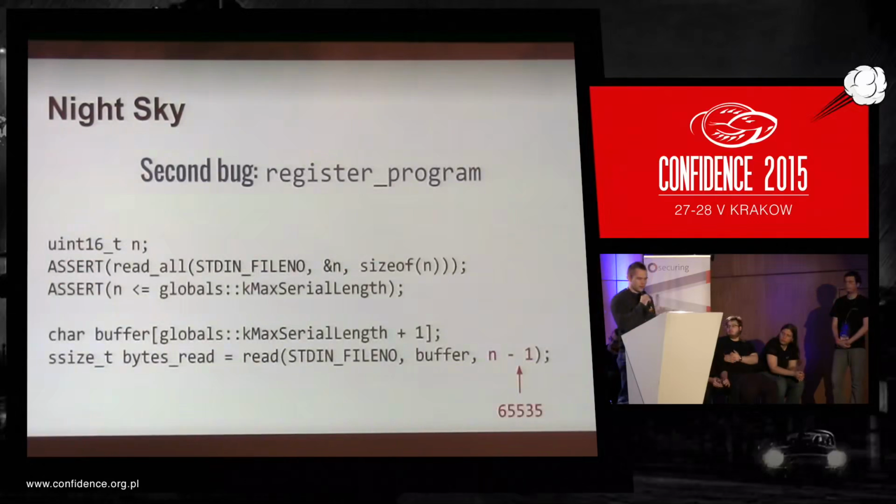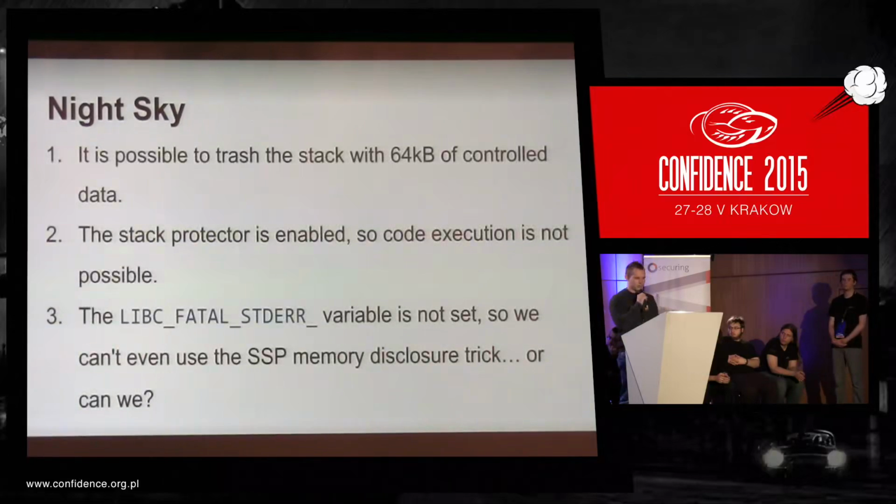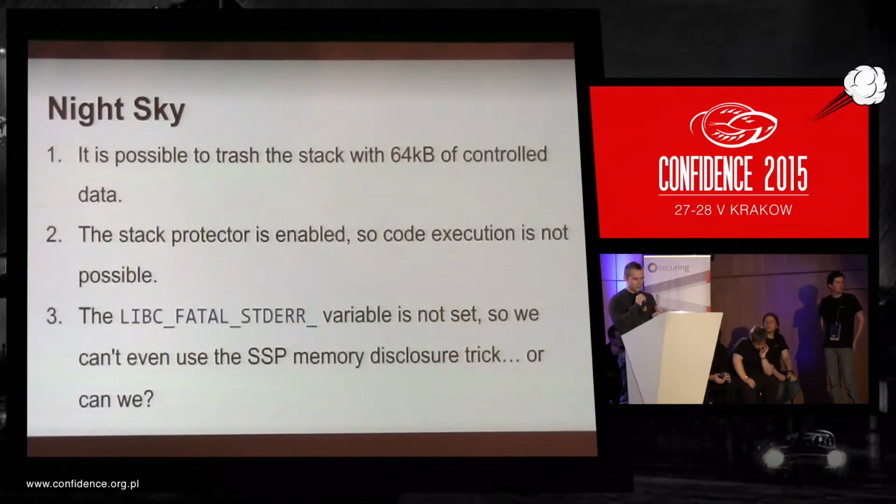Once you had this, you had to use a second bug, which was a stack-based buffer overflow, but it was pretty specific. You couldn't really control the size by which you overflow the buffer, because it's a corner case where you specify n equals 0, and then you really read n minus 1 bytes, which in terms of a 16-bit variable means 64K. So you could trash the stack with a lot of data, but you really couldn't control by how much. And since the stack protector was enabled, you couldn't overwrite anything meaningful, really. You couldn't get code execution because the stack protector would trigger before the return address. Also, the special environment variable called LIBC_FATAL_STDERR_ was not set in our environment, so you wouldn't get the message with the stack protector failure back to you in the default configuration.